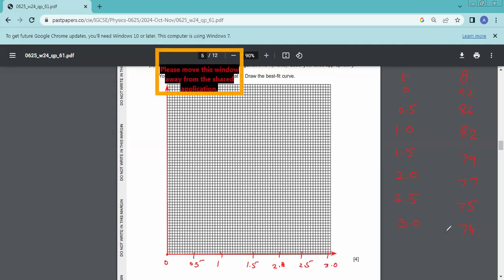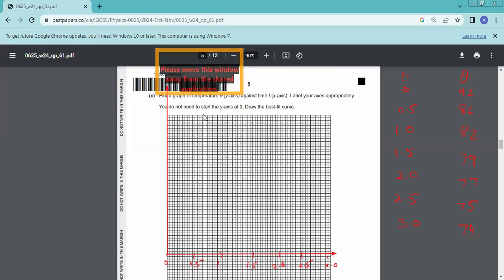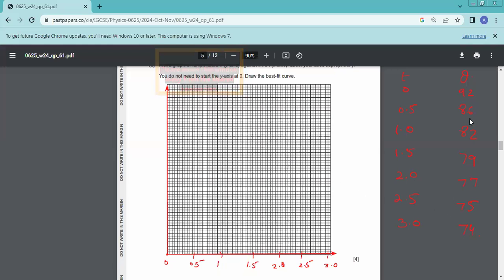Now the temperature. Particularly, they mentioned that we do not need to start the y-axis at 0. It's not necessary to start the y-axis at 0. So we are going to start the y-axis at, because the values are from 70 till 90, so we start it with 70.